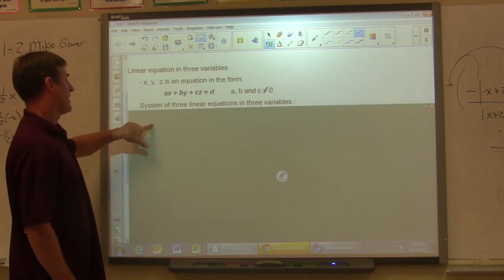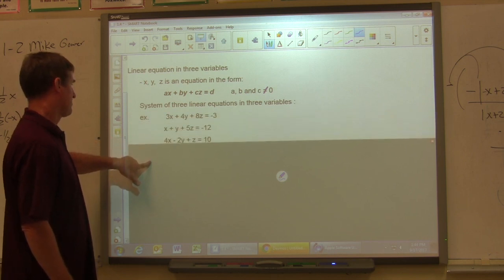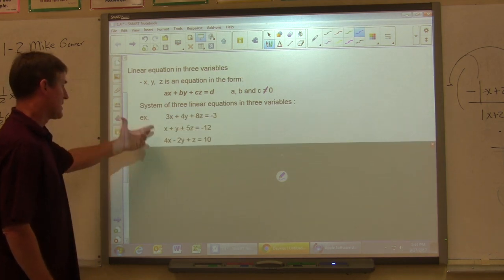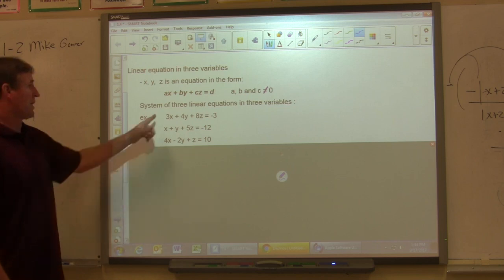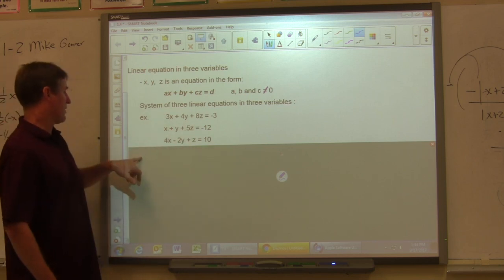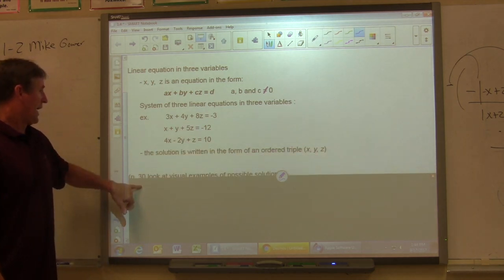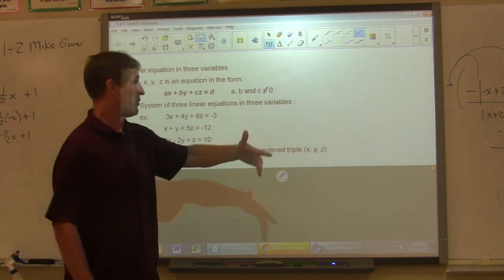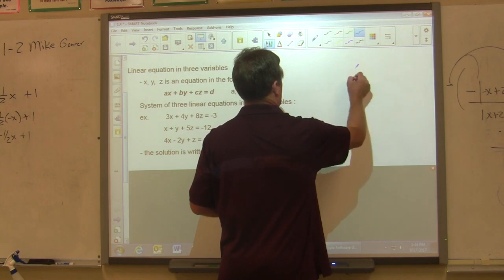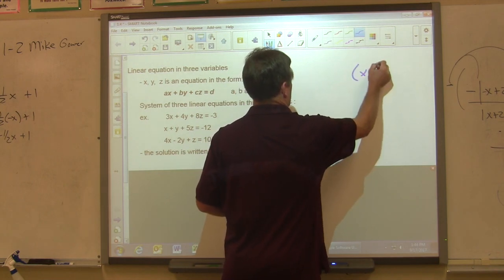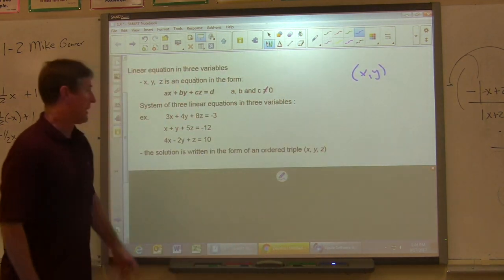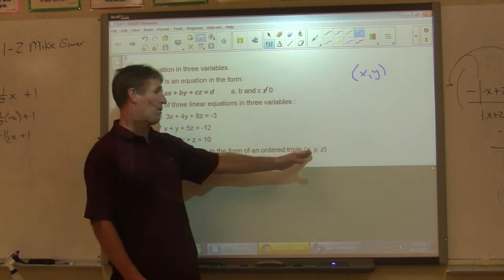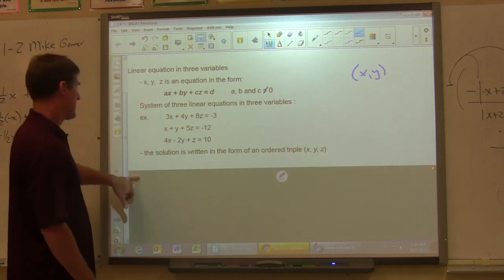So a system of 3 linear equations in 3 variables. This would be an example. We've got 3 equations with 3 variables. And the solution to that is written in the form of an ordered triple, x, y, and z. When you solved before, you would find the values of x and y, and so that was an ordered pair. But now we're going to have 3 answers, so we're going to write it as an ordered triple, x, y, and z.